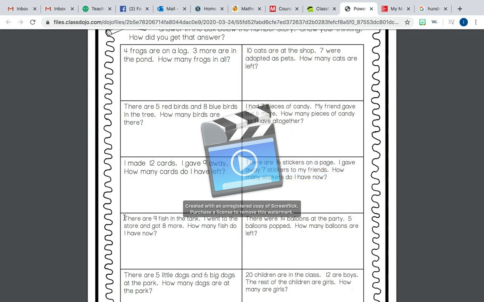So let's see what this one says. There are 9 fish in the tank. I went to the store and got 8 more. How many fish do I have now? So if there are 9 fishies in the tank and you went to the store and got 8 more, do you have more fish now or less fish? Are you going to add or subtract? Think about it, talk it out with your family, draw a picture, write a number sentence, and write about it. You can do it. I believe in you.